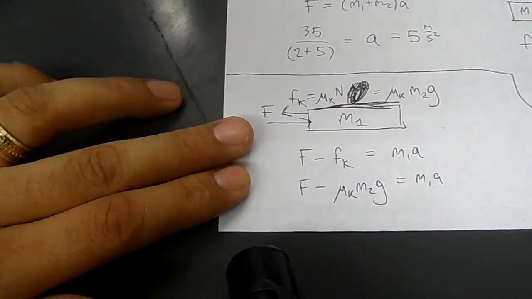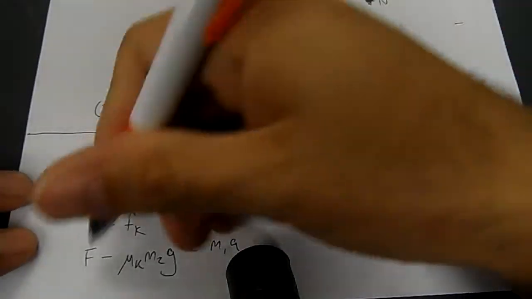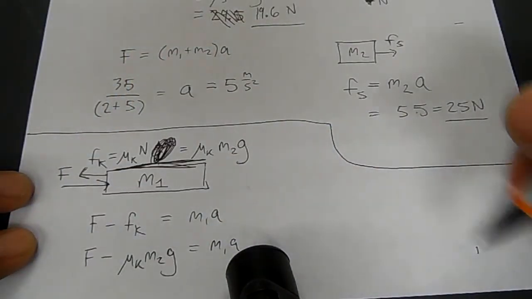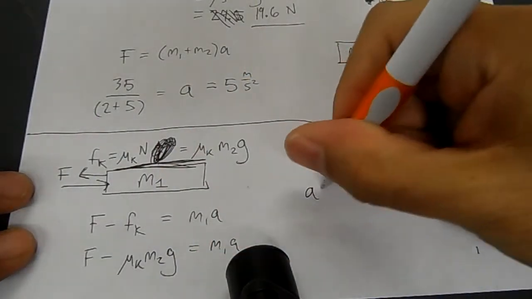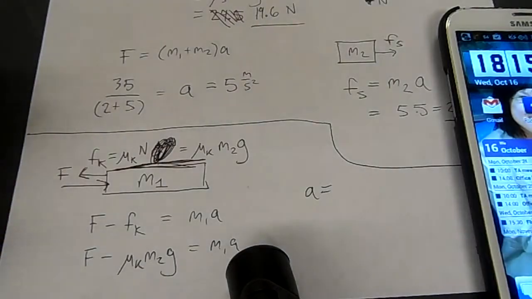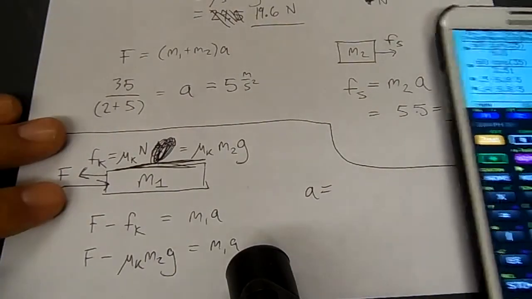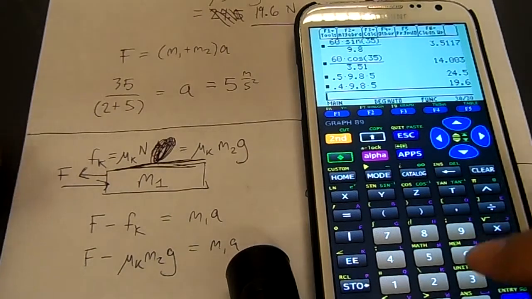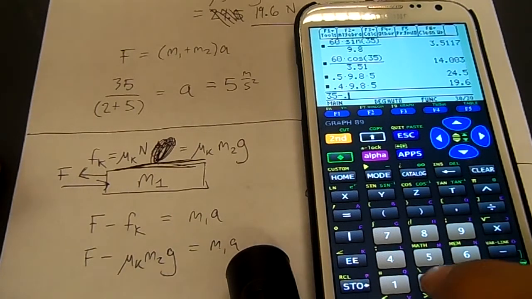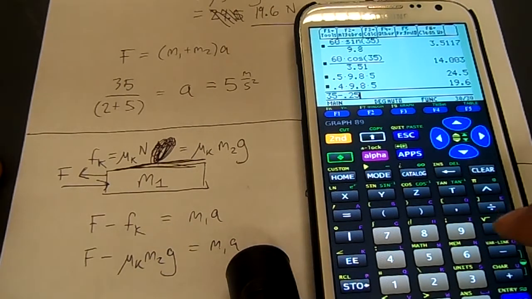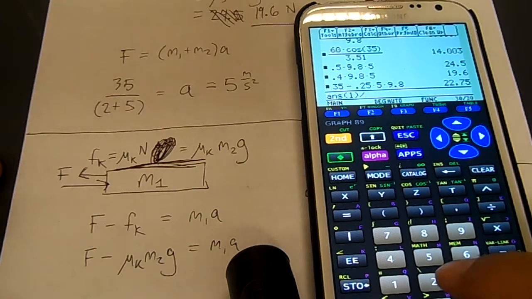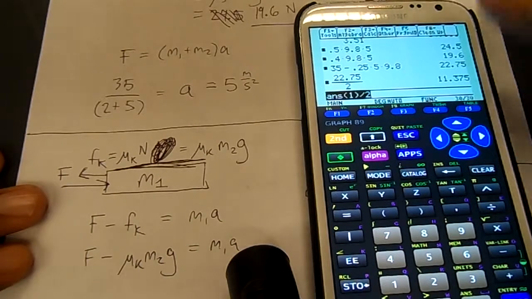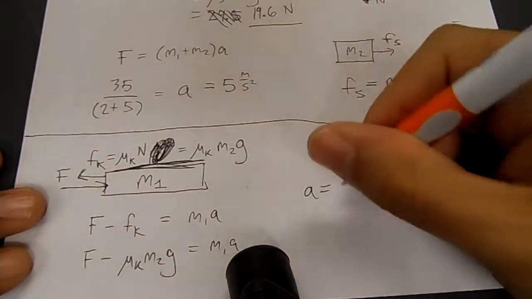I'm trying to solve for a, and I know everything else in this equation. The force is the 35 newtons that's given, and all the other numbers are given. So I'll plug this into my calculator: 35 minus 0.25, which is my mu k, times mass 2, which is 5, times 9.8, and I divide this by m1, which is 2. I end up getting 11.4 meters per second squared.